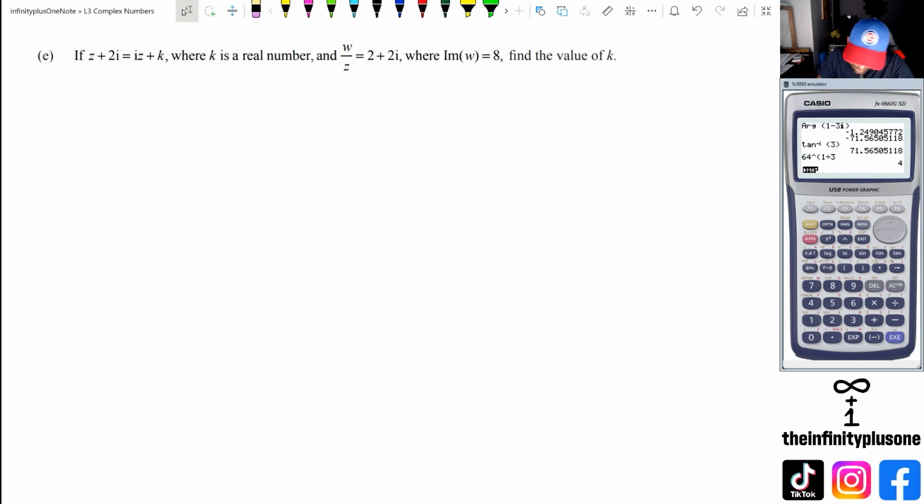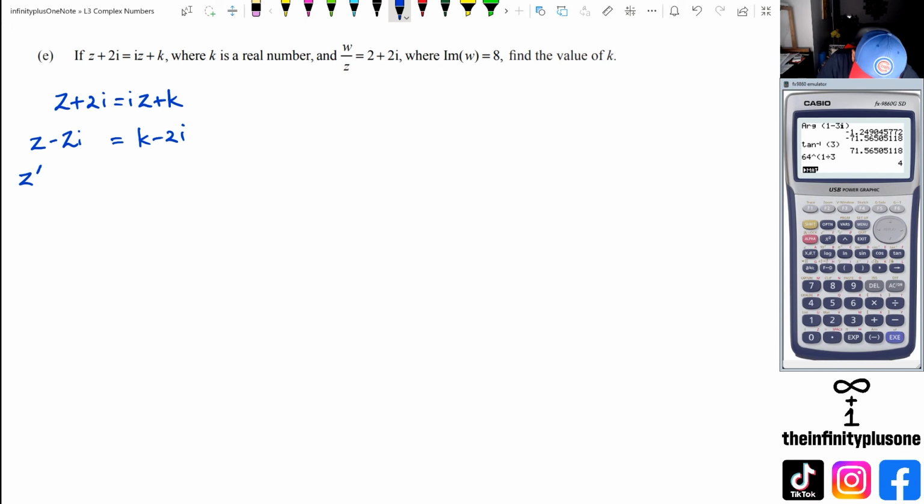So we've got Z plus 2i equals iZ plus K. Let's try and figure out what Z is. So when we do this, we have Z plus 2i equals iZ plus K. Then we can say that Z minus Zi equals K minus 2i.